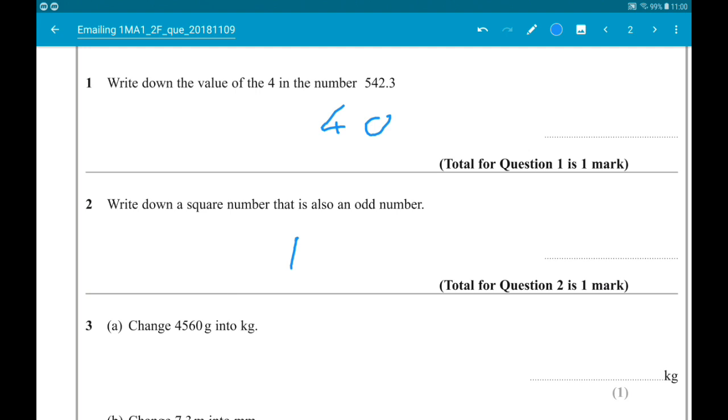3a, we want to change 4,560 grams into kilograms. So 1 kilogram is 1,000 grams. So we divide this by 1,000, we get 4.56 kilograms.